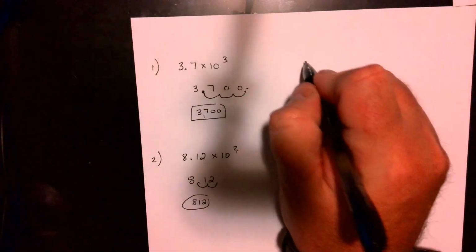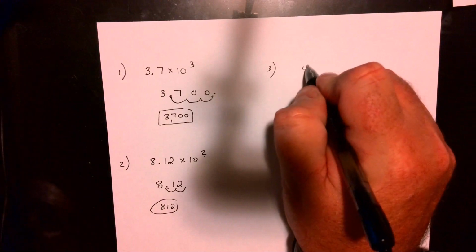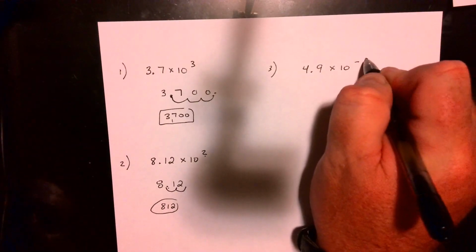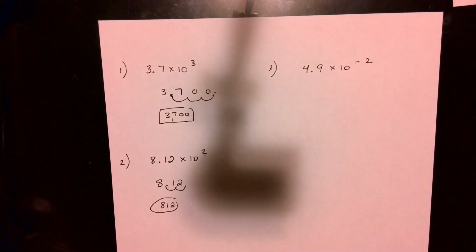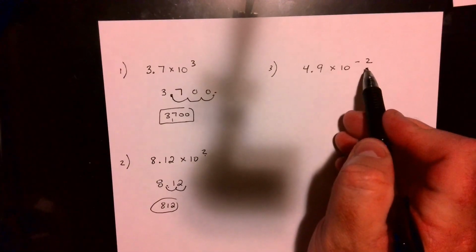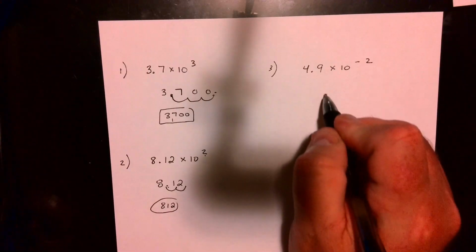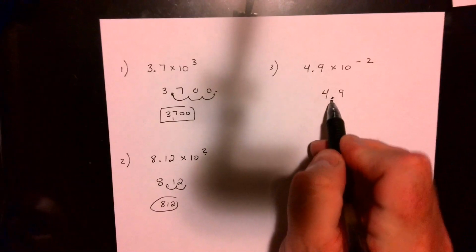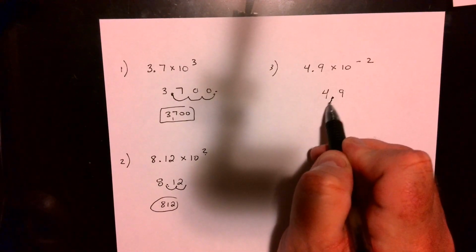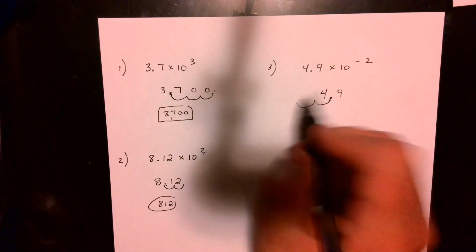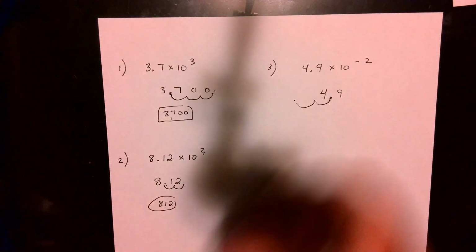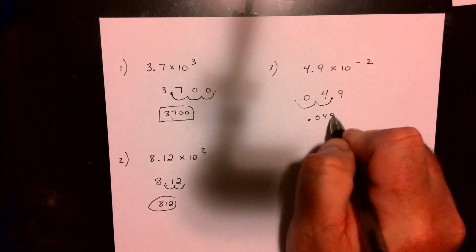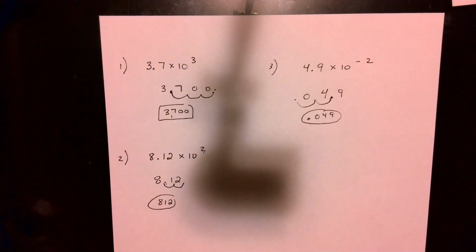Same thing works if we had 4.9 times 10 to the negative second power. So if it's negative 2, we know we've got to make the number smaller. So once again, if you just put your pencil on the decimal and move him 2 times to the left, 1, 2. There's your decimal. Fill in the hole with a 0. So your new number is 0.049. It's not hard if you put your pencil on the decimal and move it.